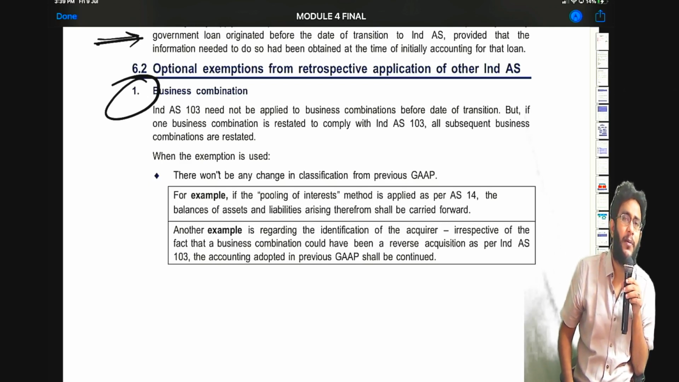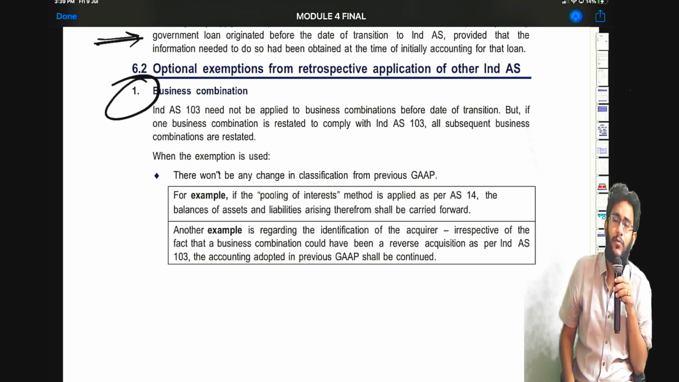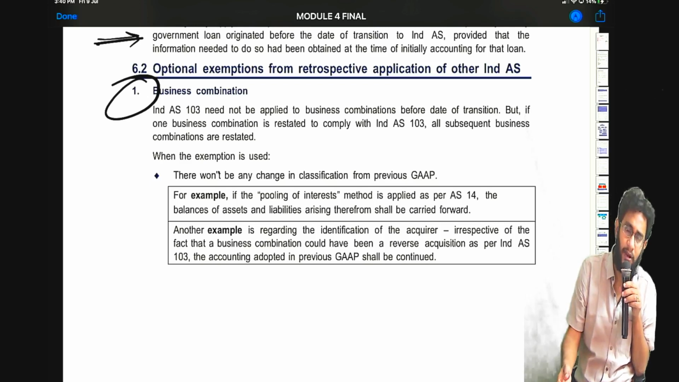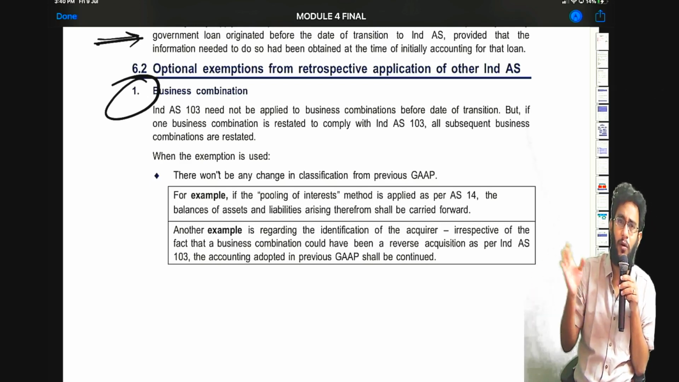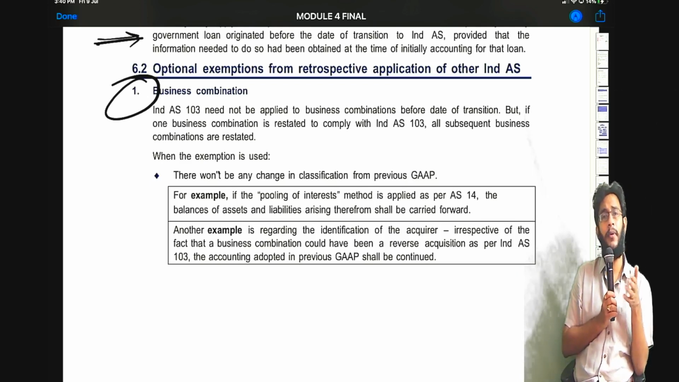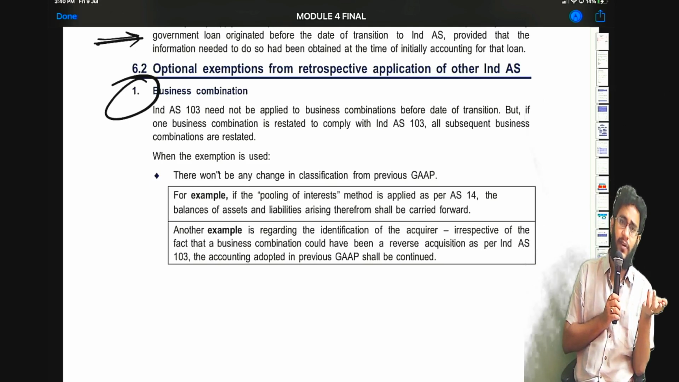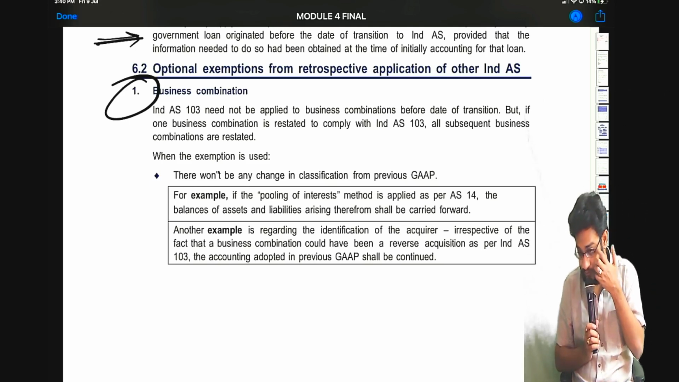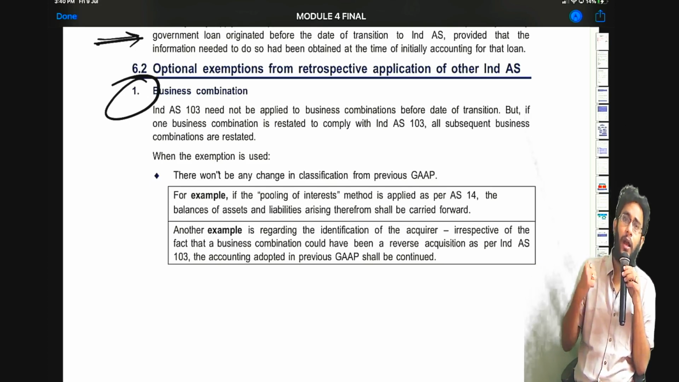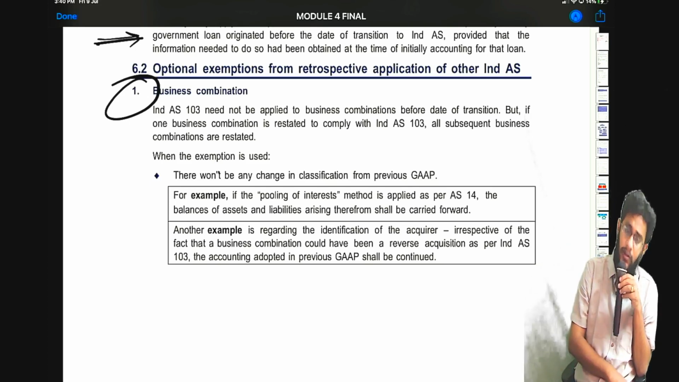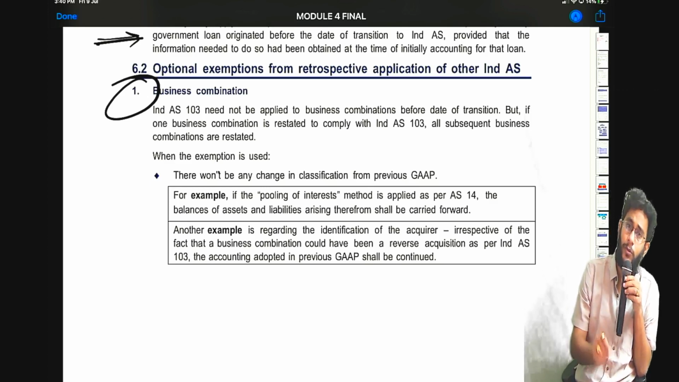Suppose I'm a very big company, sir. I'm in existence for the last 40 years. In the last 40 years, I have done so many acquisitions, so many purchases. All those have been accounted for in accordance with old GAAP, the normal accounting standards. And now I am asked to shift to Ind AS. I'm shifting, and on this shifting date, which is the transition date, if you ask me to apply Ind AS 103 retrospectively for all the transactions I have done in the past, this is going to be very, very difficult for the entity.